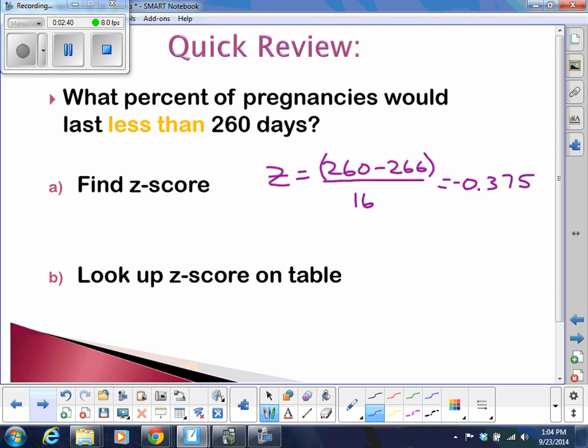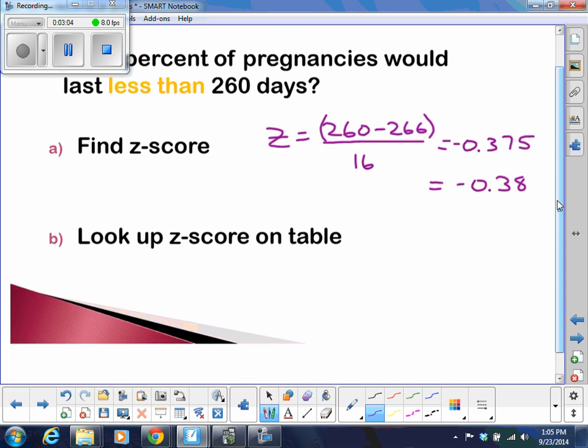So the way the table works out, okay, is that it rounds to the nearest hundredth. So what I would do is go ahead and just round that to negative 0.38. Okay, now if you were to use negative 0.37, your answer wouldn't be that much different and it wouldn't be a big problem, but technically we'll just round using normal rounding techniques. So what we want to do is look that value up. Okay, that's the z-score. So let's visualize this too before we get into the table.